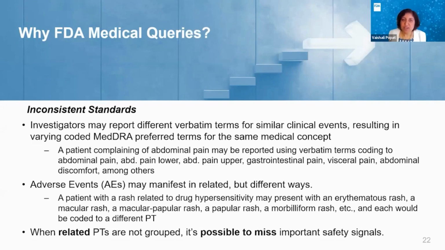Now, adverse events may also manifest in related but different ways. A patient with a rash related to drugs and hypersensitivity may present with an erythematous rash, or a macular rash, or a maculopapular rash, or a papular rash. Each one of these would also be coded to a different preferred term. So when related preferred terms are not grouped together, it is possible to miss important safety signals.